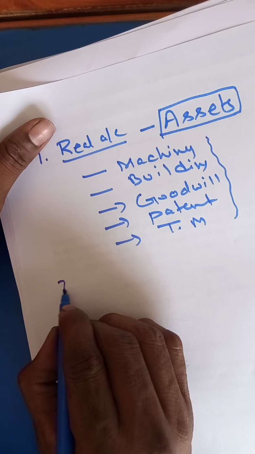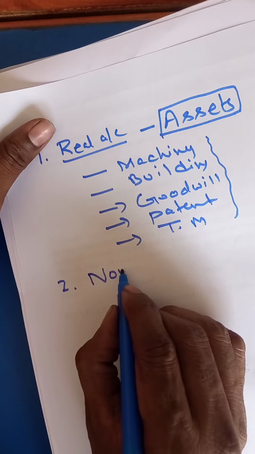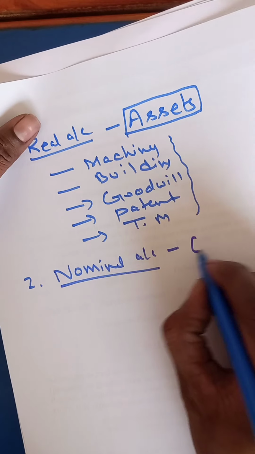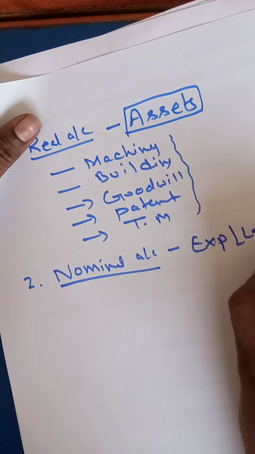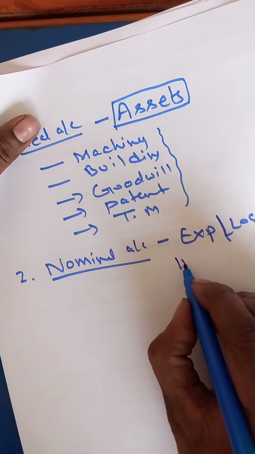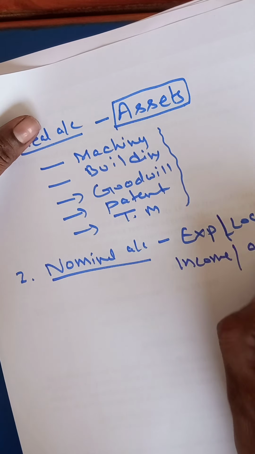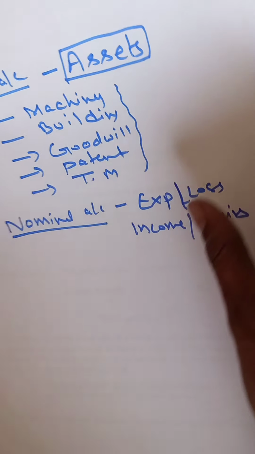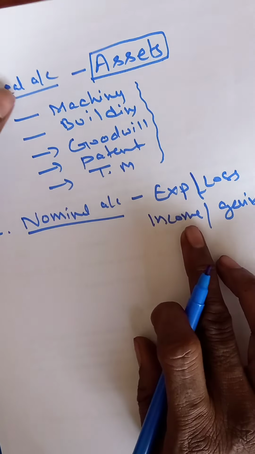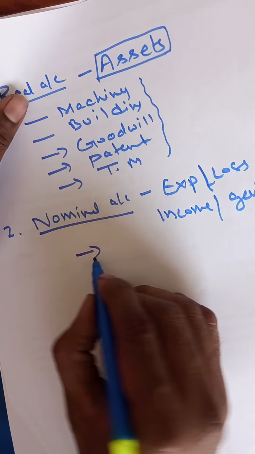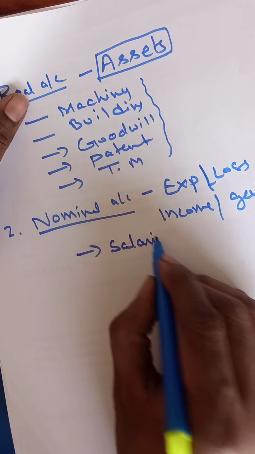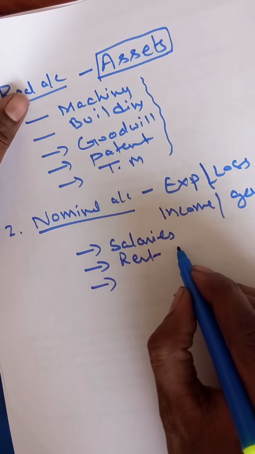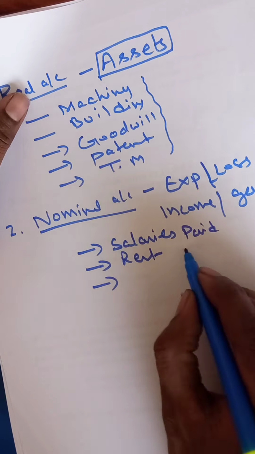The second one is the nominal account. When a company deals with expenses and losses, incomes and gains, it comes under nominal account. Examples: salaries paid, wages paid, rent paid, commission received.